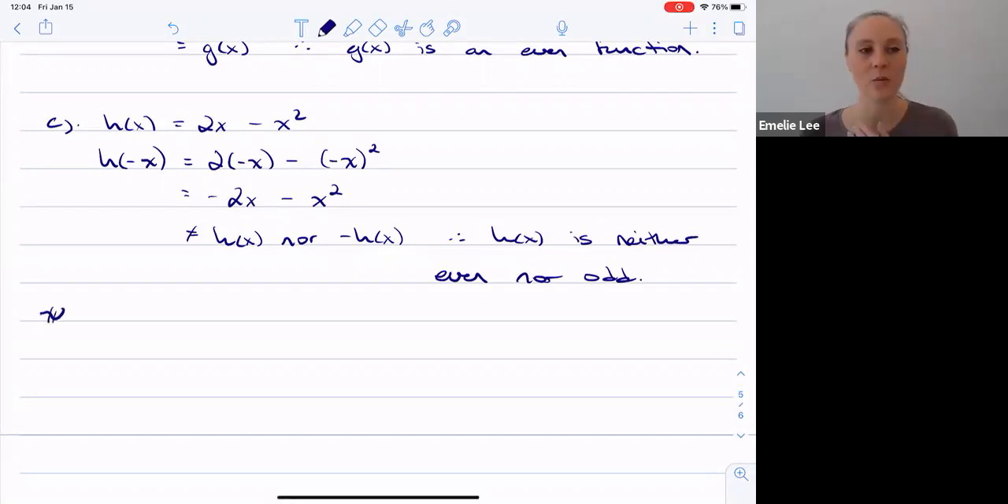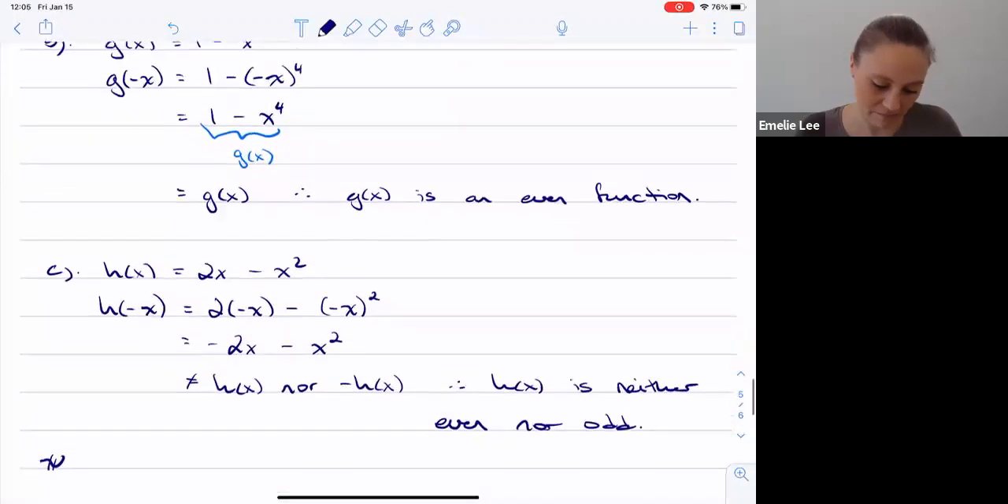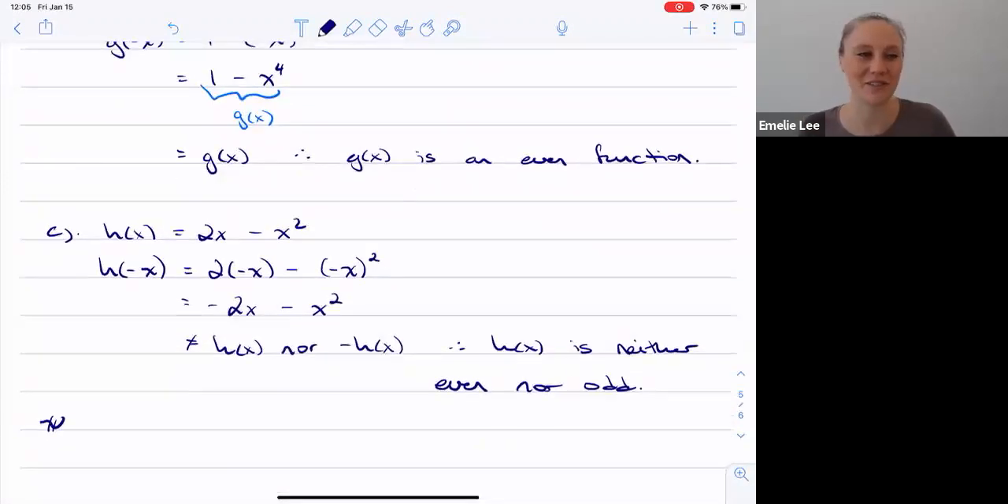So pretty fun. Once you get the hang of it, oh, I just use negative x, and then I just manipulate it a little bit, then, I don't know, I like seeing if things are even or odd. Soothing.